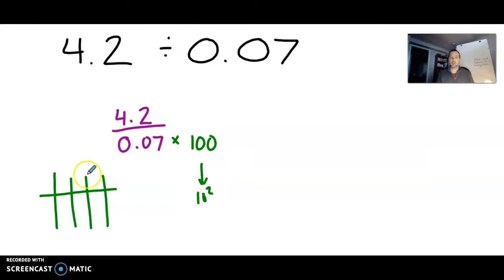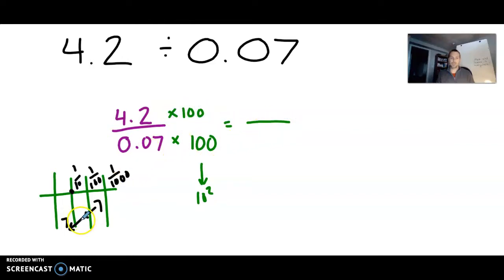Draw that place value chart real quick for those who need to see it. Here's our hundredths and our thousandths. We have 7 in the hundredths. I need to get it over here. I need to move 1 place value, 2 place values. So I need to multiply it by 100. And if I'm multiplying the denominator by 100, I need to multiply the numerator by 100.